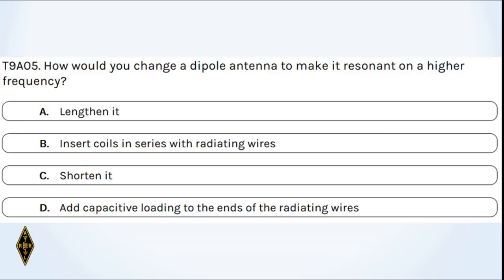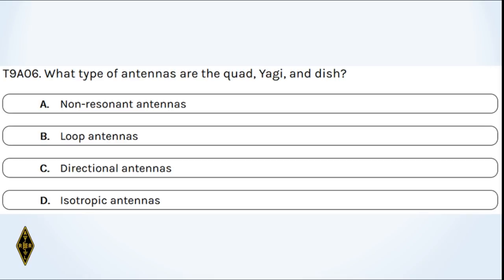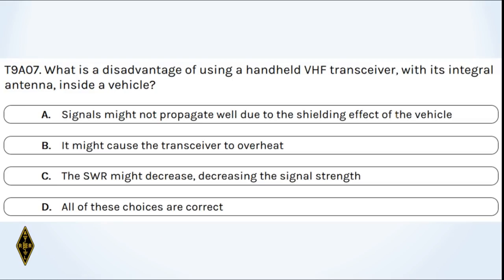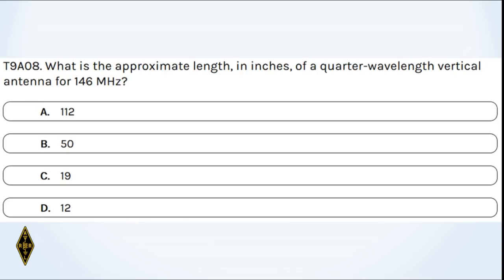And how would you change a dipole antenna to make it resonant on a higher frequency? Higher frequency. Shorten it. Exactly. And what type of antennas are the quad, the Yagi, and the dish? Those are directional antennas. And what is the disadvantage of using a handheld VHF transceiver with its integral antenna inside a vehicle? The shielding effect of the vehicle will prevent you from receiving and transmitting very well.